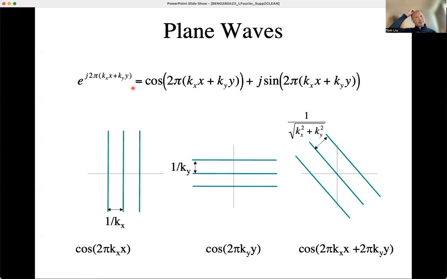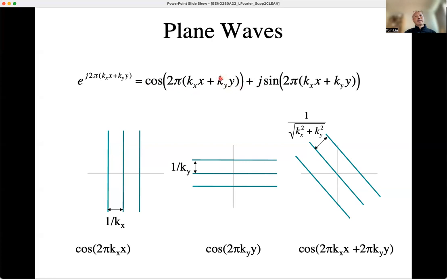So it is really important to get an understanding of what this term looks like. We have e to the j 2 pi (kx x plus ky y). We can use Euler's theorem to say this is a cosine of 2 pi (kx x plus ky y) plus j times sine 2 pi (kx x plus ky y). If you haven't looked at things like this before, it's useful to take a step back and take some very simple cases to understand what these things look like. Like, what does cosine 2 pi (kx x plus ky y) look like?